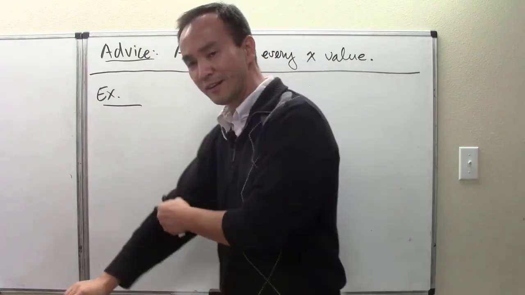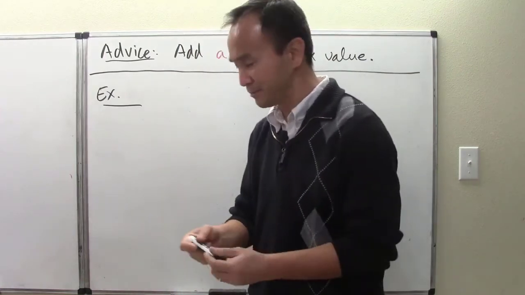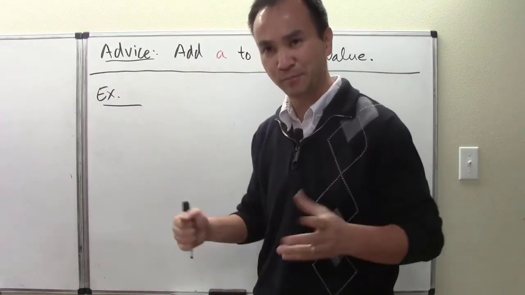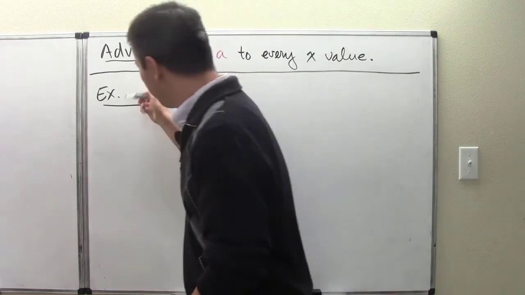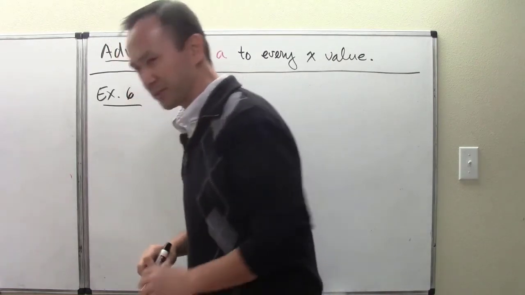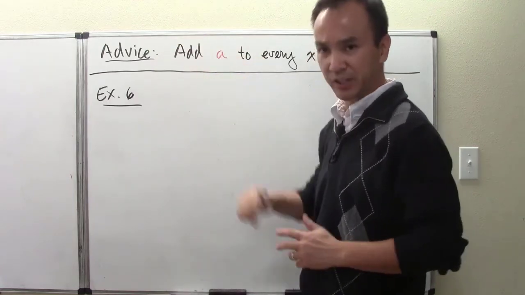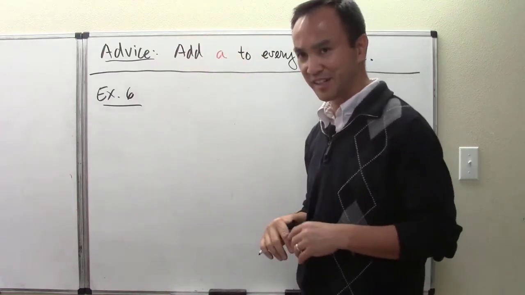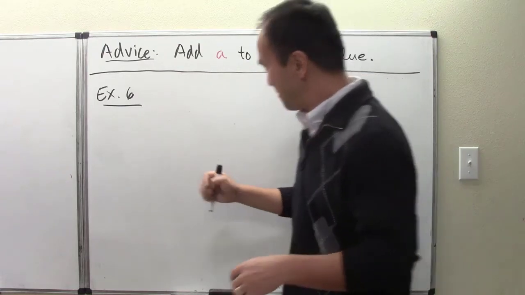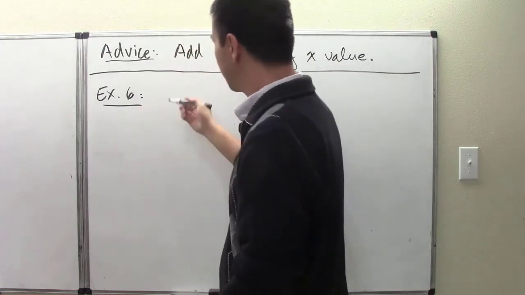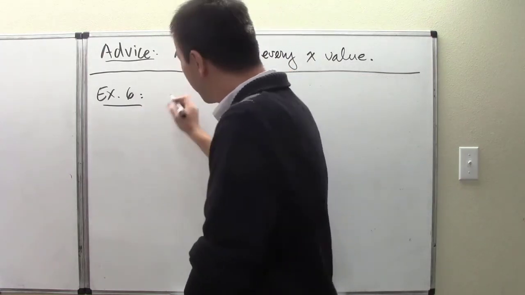All right, so now let's get into another class of problems, which I call example 6 right here. Let's look at example 6, and I'm still going to retain this advice right here, okay? And we're still doing the horizontal shifts. So in example 6 right here, here's the worded instruction.